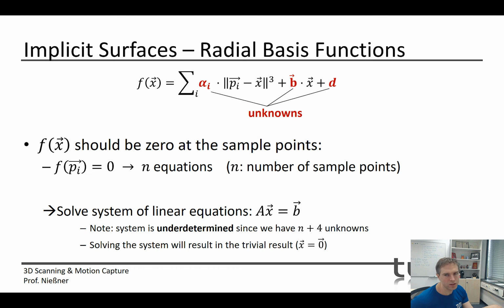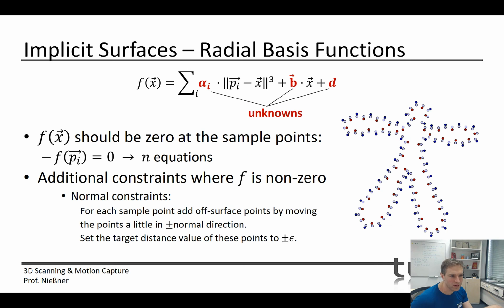So what you typically do is add more constraints. And we already know what these constraints will be because we've used them before. These are the normal constraints. So in addition to saying f of p is equal to 0, which is n equations, we add additional constraints where f is non-zero. Normal constraints are very straightforward to apply. For every point, you shift a little bit in the normal direction, plus or minus, and you set the target distance values of these points to plus or minus epsilon, how much you have shifted them accordingly.